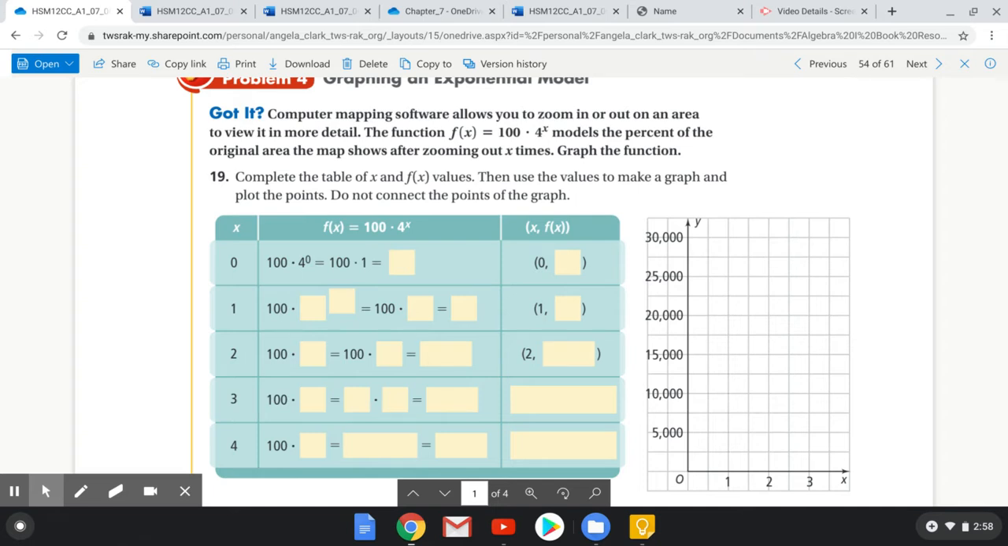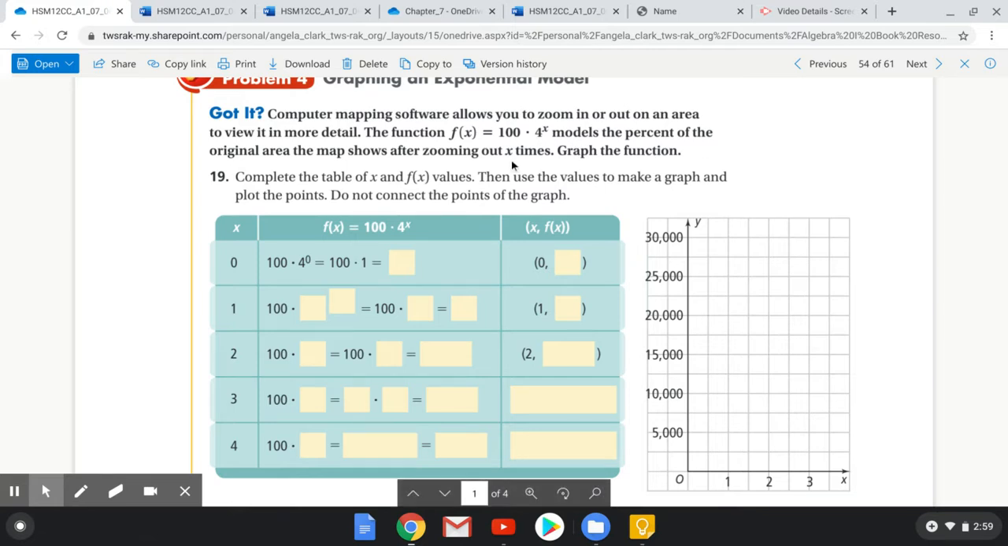All right, continuing on with 7-6, I want to do another example of graphing, this time graphing from a word problem. So it says computer mapping software allows you to zoom in or out on an area to view it in more detail. The function f of x equals 100 times 4 to the x models the percent of the original area of the map. The map shows after zooming out x times. So x is the number of times we've zoomed out.